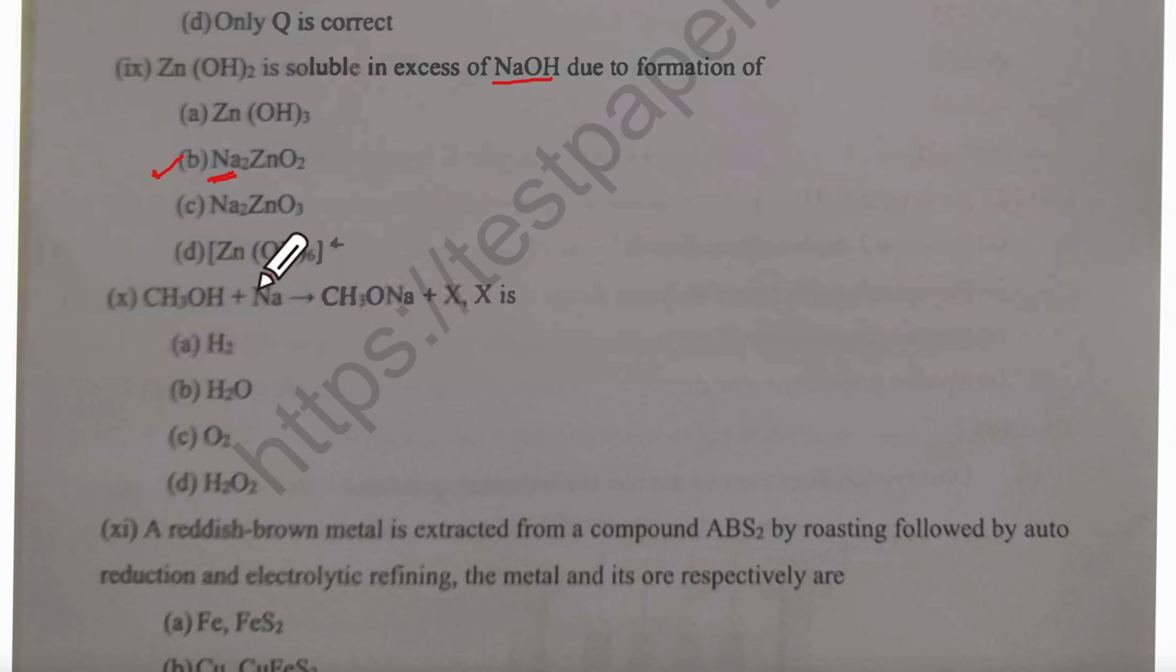CH3OH plus Na will give me CH3ONa. Correct? And this H will be liberated. What is that? Option A.